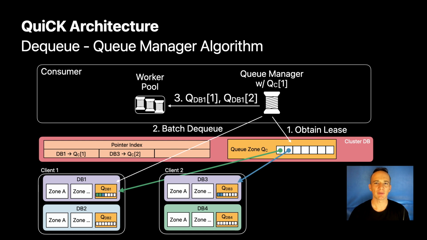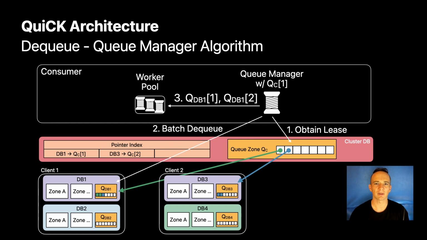A queue manager receives one pointer and starts by obtaining a lease on the pointer. Then the queue manager dequeues several tasks from the corresponding queue and passes these leased tasks to workers. Taking a lease on the pointer is done so that different consumers trying to find work do not contend on individual tasks, but rather on pointers to whole queues of tasks.